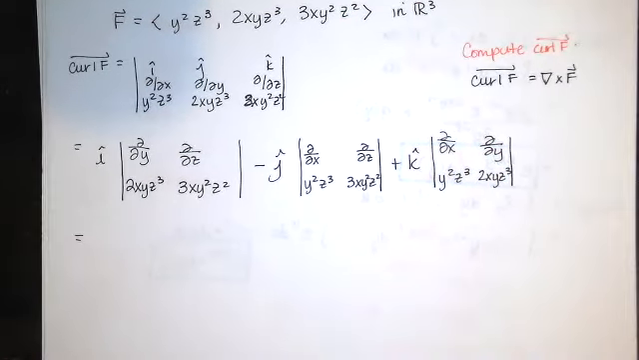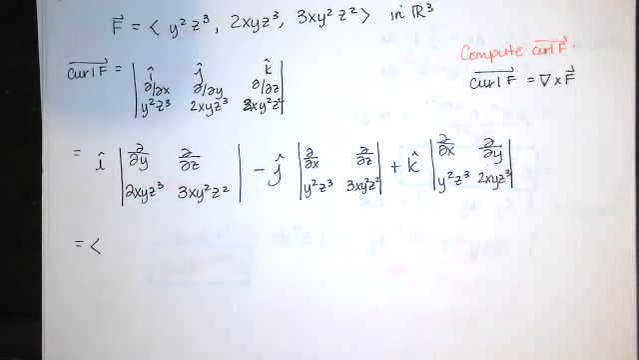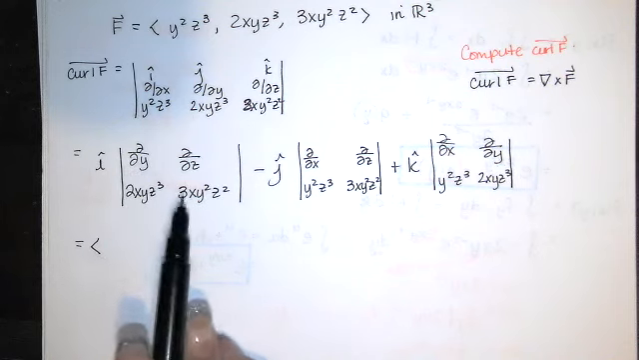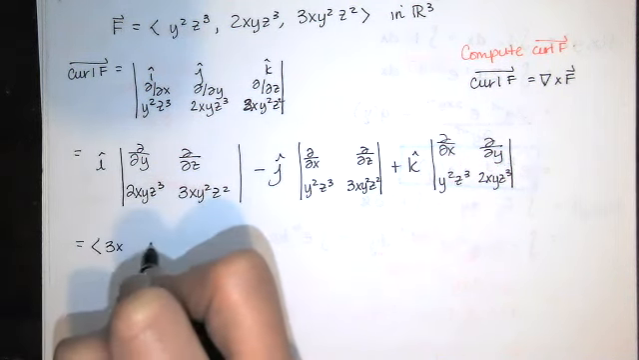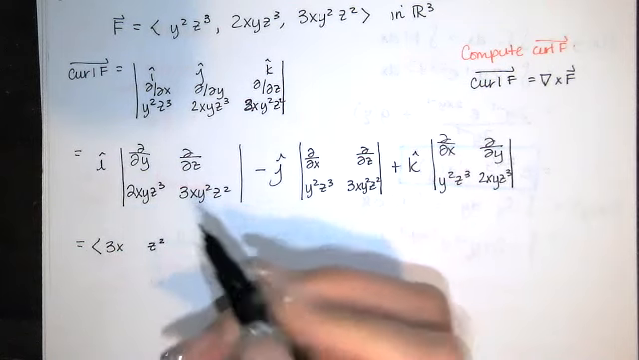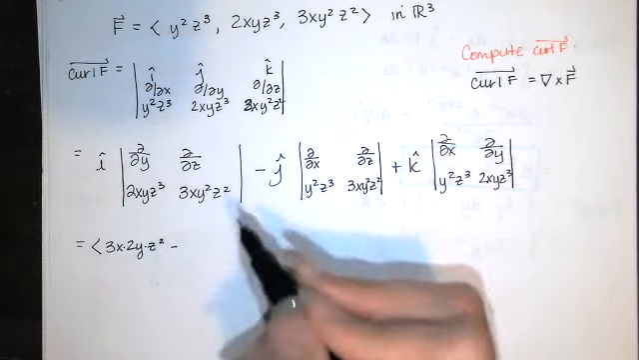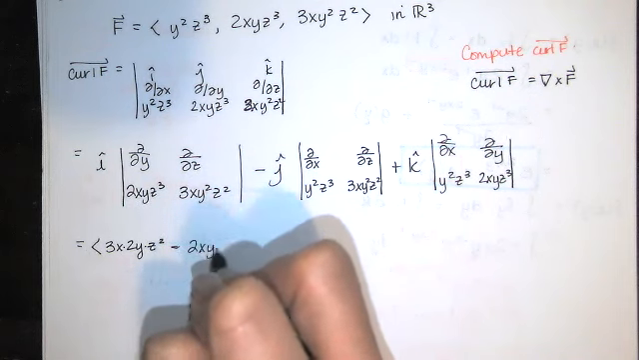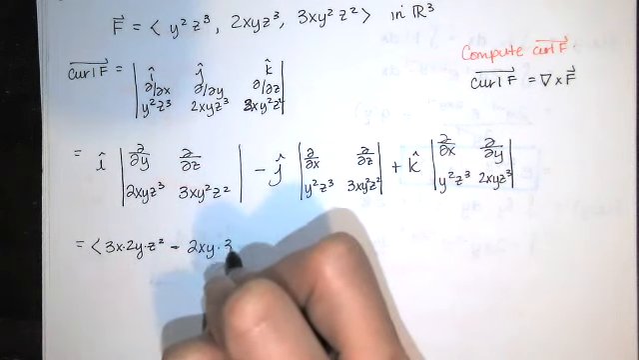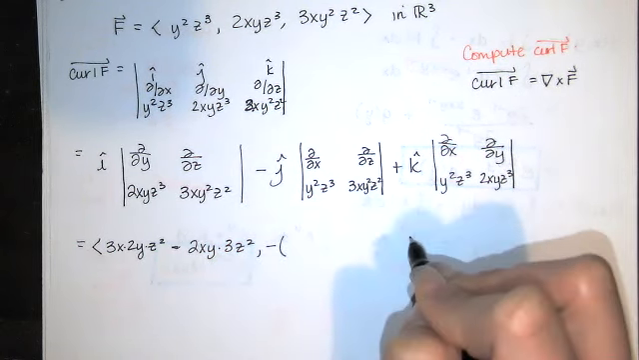Okay. So I think I'm going to just do the computation as I go rather than writing it out all at once. So I'm taking the partial with respect to y of this. Well, 3x is constant, z squared is constant, and the derivative of y squared is going to be a 2y. So do that, and then I'm subtracting the partial of this with respect to z. 2xy is constant, derivative of z cubed is 3z squared. And then we've got a -1 over here.